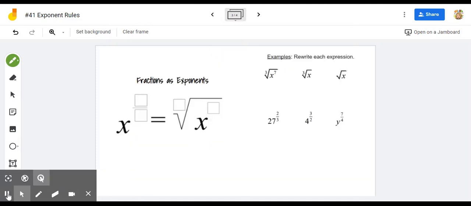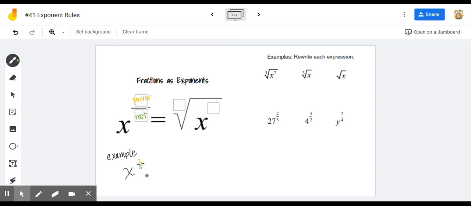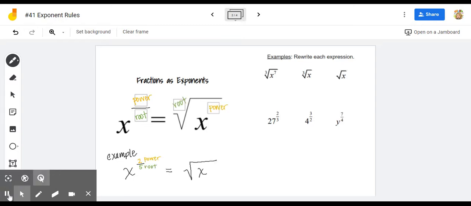Another type of exponent that you may see is a fraction as an exponent. For example, if I have x as my base and my power is 2 divided by 5, then 2 represents what we call the power, and 5 represents the root value. Fractional exponents are literally equivalent to roots of the same base. So we would write this with a root from the bottom of the power, and then we have our base that's the same, x, and then our power comes from the top of the fraction.